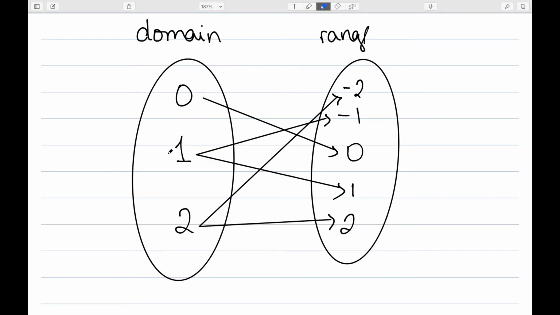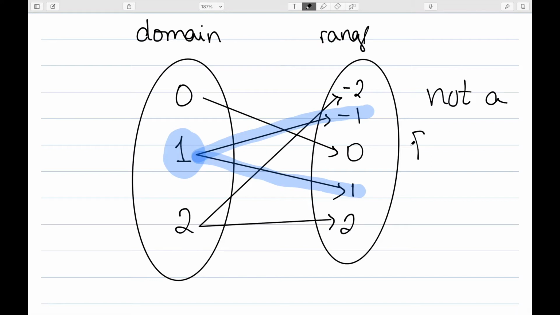Here's another example where we might have an issue. In particular, this 1 goes to two different things. It goes to -1 and it goes to 1. And this is also an issue. In order to have a proper function, if I give you an input, you should be able to tell me exactly what the output is, not have multiple options.